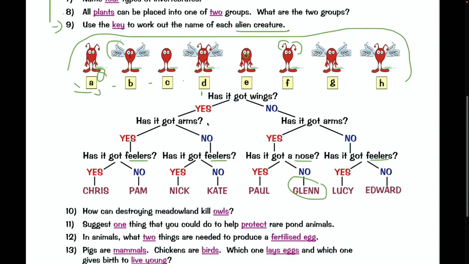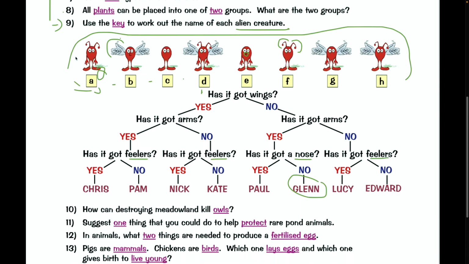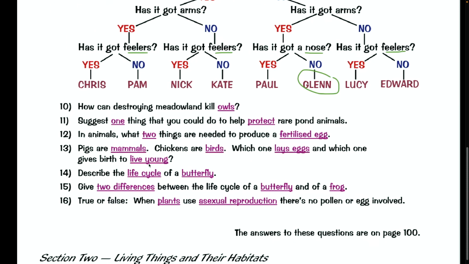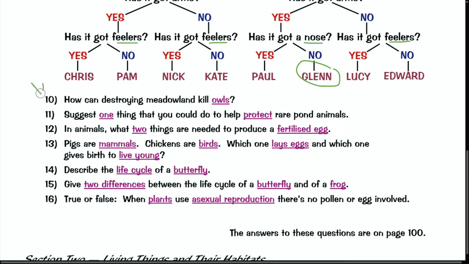And after that, yeah, after you finish number 9, okay, we have these next questions here. Number 10, how can destroying Middleland kill Oz? Again, how can destroying Middleland kill Oz? Do you know what is Middleland? Do you know what is kill? Do you know what is Oz? This is a name of a bird, right? Okay? Então você sabe o que é isso?